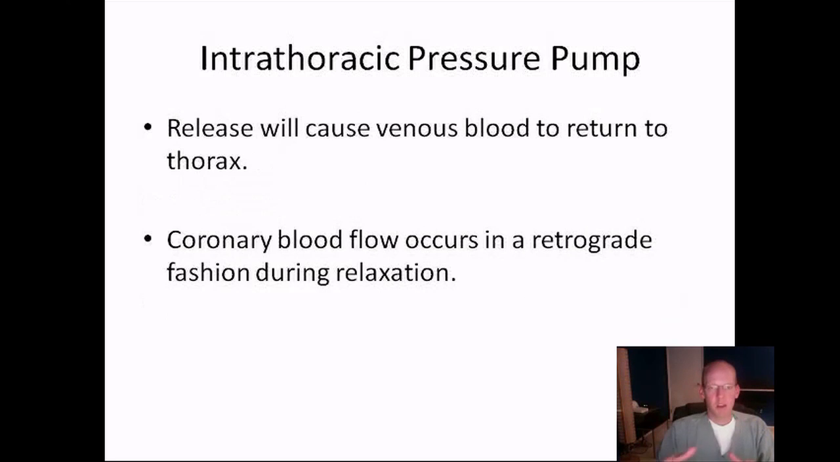The release will cause the venous blood to return to the thorax, and coronary blood flow occurs in a retrograde fashion during chest recoil or relaxation. So blood is flowing out, and then when the chest is allowed to recoil, blood then flows retrograde down the coronaries.